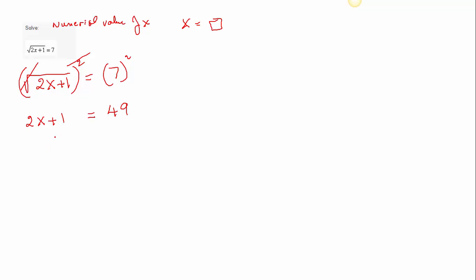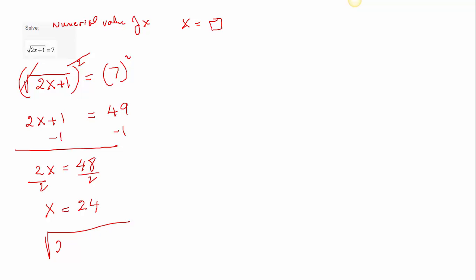Now it's very simple to finish this problem. Subtract 1. 2x equals 48. Divide both sides by 2. X would be 24. We are done, but we must go back and check. Always when you square both sides to simplify a radical, you need to go back and check. So let's go and check.